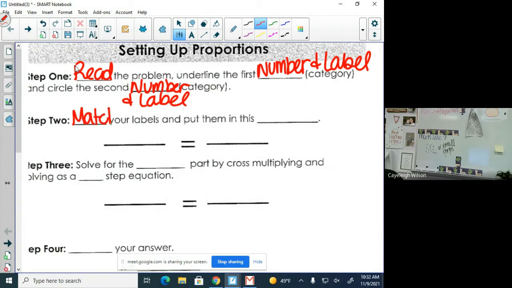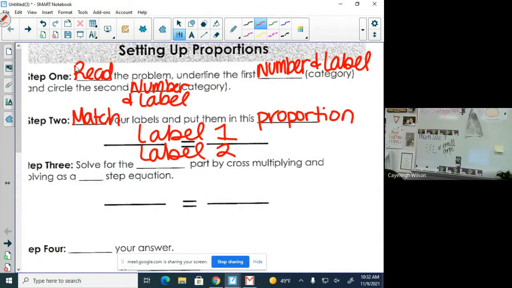Step two, you're going to match your labels and put them in this proportion. So that means that you're going to put label 1 on the top and label 2 on the bottom. So that means if it says cost per orange, you're going to put cost on top, oranges on the bottom. If it says miles per gallon, you're going to put miles on top, gallons on bottom. If it's talking about, I don't know, hours and books, you're going to put hours on top, books on bottom.